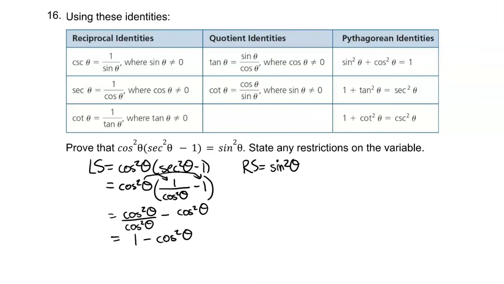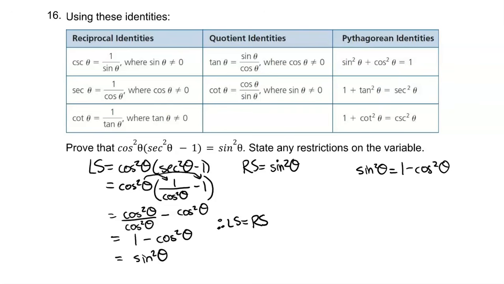Well, now we can look at this other identity, a Pythagorean identity: sine squared theta plus cos squared theta equals 1. If I rearrange that for sine squared theta by subtracting cos squared theta from both sides, I get sine squared theta equals 1 minus cos squared theta. And so now we can write this out as sine squared theta. And so we've proven that the left side is equal to the right side, and that identity is proven.